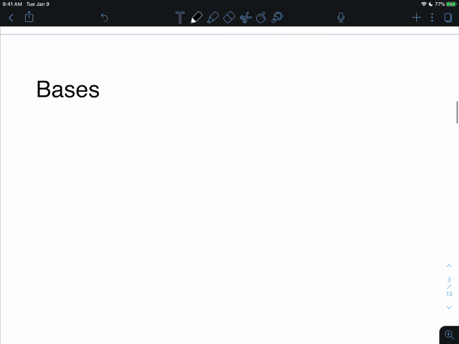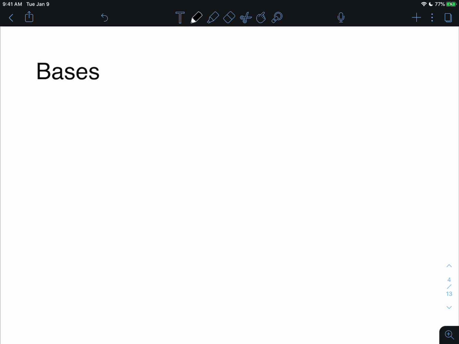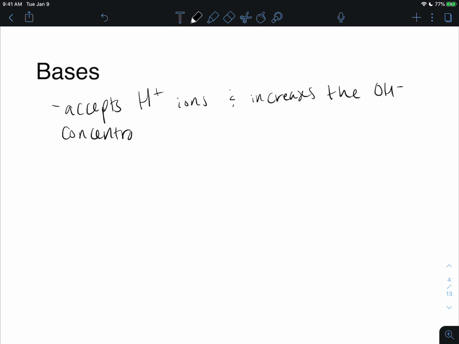A base is kind of the opposite of this. So this is something that's going to accept H+ ions. Right, so it's going to take those H+ ions and increase the OH or hydroxide concentration in water. Generally. It's not always entirely true, but for most of the bases that we're going to be looking at.